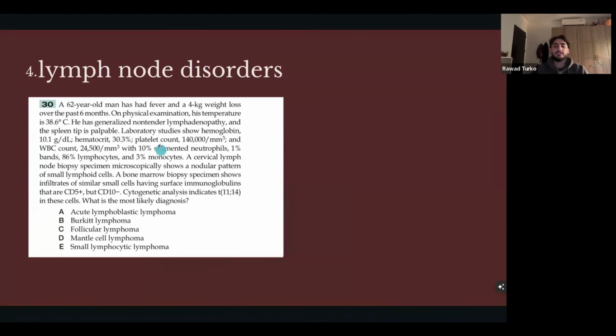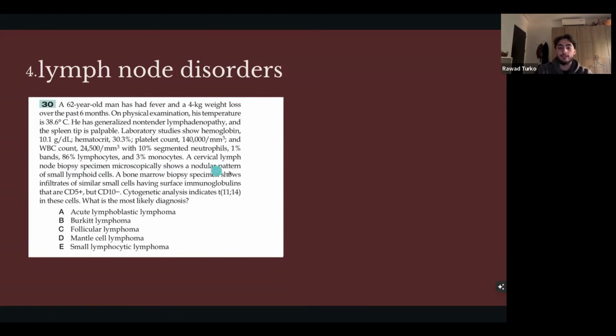Okay. Let's read this together. This is another question that I got from Robbins. A 62-year-old man has had fever and a 4 kilogram weight loss over the past 6 months. On physical examination, his temperature is 38.6. He has generalized non-tender lymphadenopathy, and the spleen tip is palpable. Laboratory studies show hemoglobin, whatever, segmented neutrophils. A cervical lymph node biopsy specimen microscopically shows a nodular pattern of small lymphoid cells.